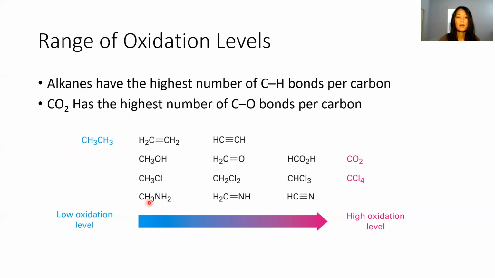Here, as you increase oxidation levels, they still have a fair amount of hydrogens, but they're introducing more electronegative groups. As you keep going, you have a lot more electronegative groups. Here, 3 chlorines. This carboxylic acid has a C=O double bond and a C-O bond. Here you have 3 bonds to nitrogen.